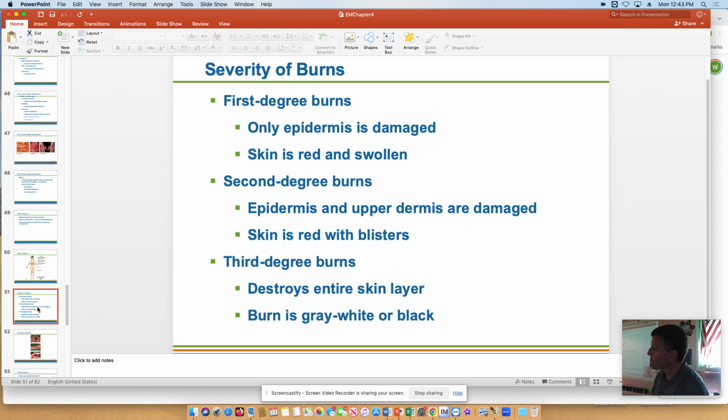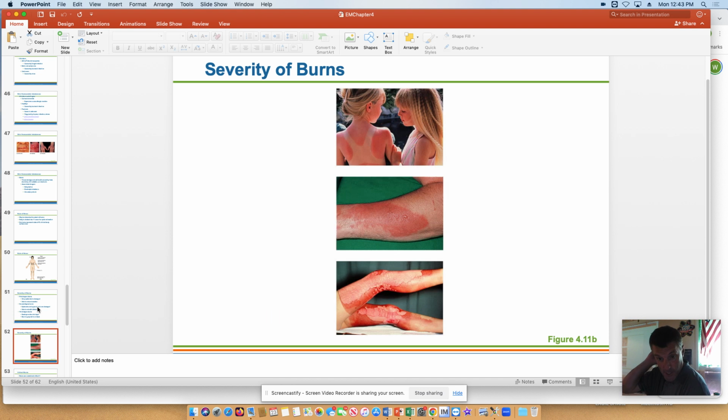You ready? Okay. So this is showing the top one there, just a couple of kids that have a regular sunburn. Then the next one down is blistering, and then the bottom one, you can't see it very well, but the skin is kind of gone.